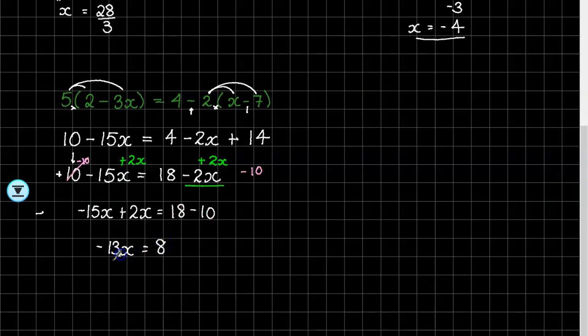How do I get rid of a times negative 13? Absolutely, you have to divide by negative 13. And there's your answer. So hopefully that helps you get into the swing of things in your assignment. Do the best you can, and good luck to you.